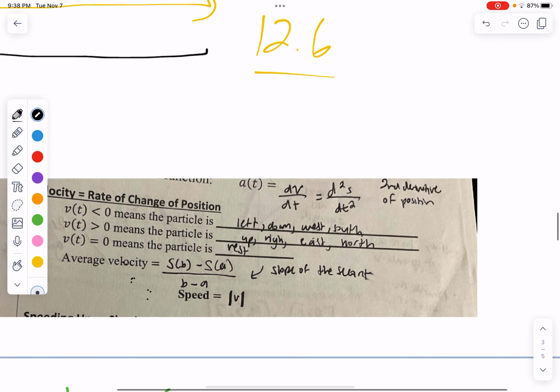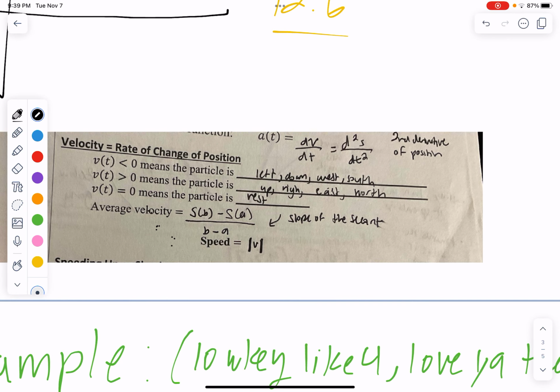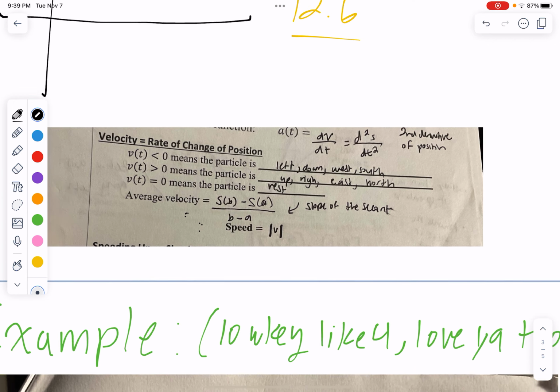Another thing I have here: when the velocity is less than 0, the particle is moving left, down, west, or south. If the velocity is greater than 0, then it's moving up, right, east, or north. And if the velocity is 0, the particle is at rest, because that means the derivative is 0. Basically, there is no rate of change at that point, so the particle is at rest there.